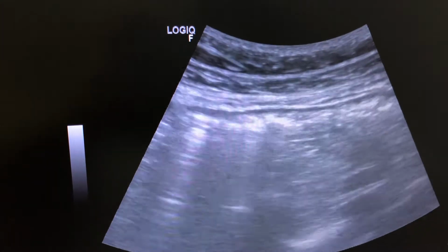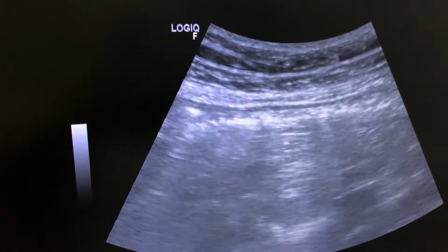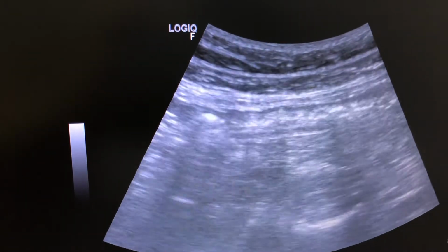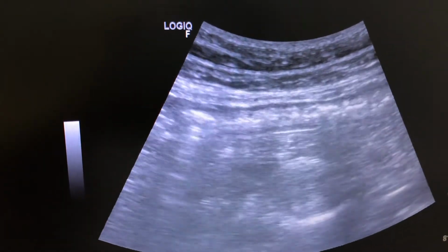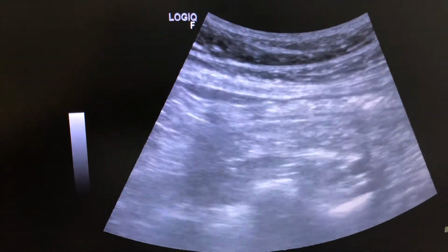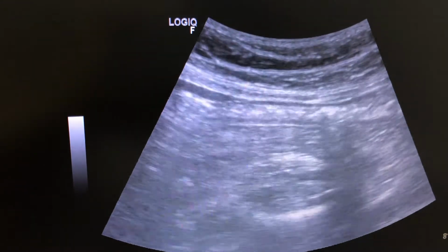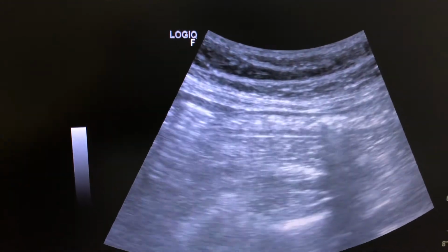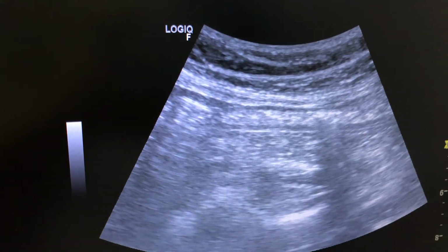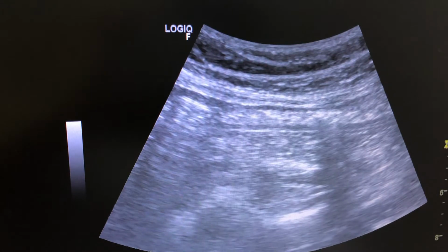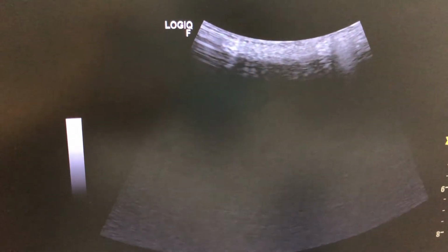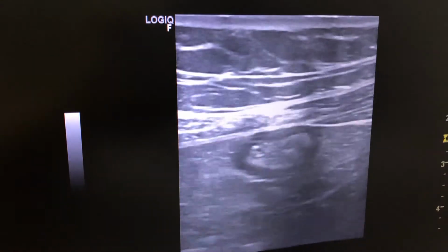It will be more clearly visualized with the linear probe. However, to get the overall gross view of the descending colon, first you scan with the convex probe and look for the margin. See, this is a uniform margin, and it is the thickened muscularis mucosa, the outer muscularis mucosa.